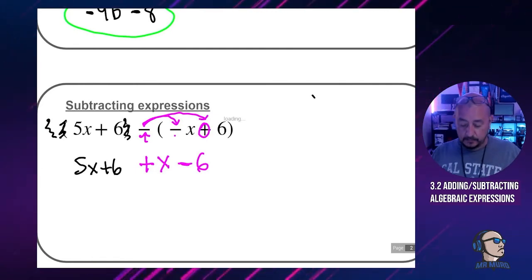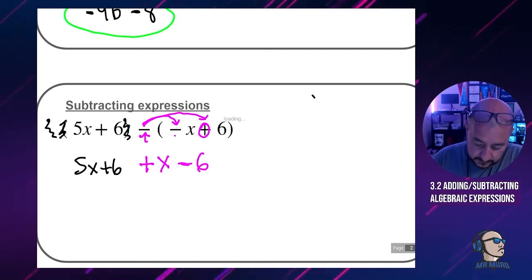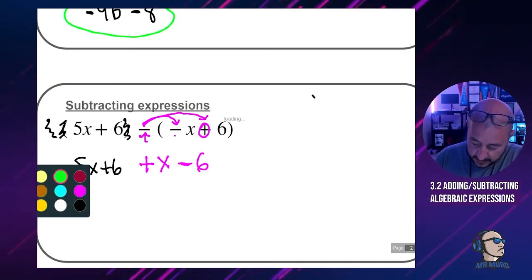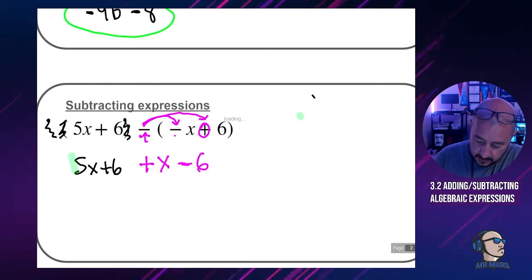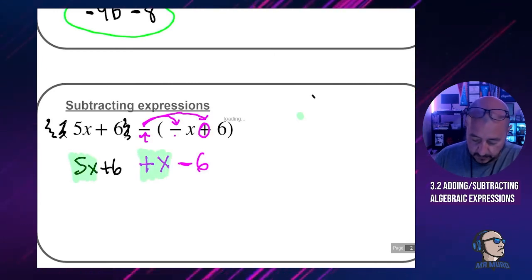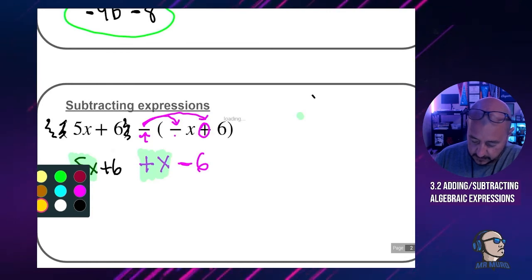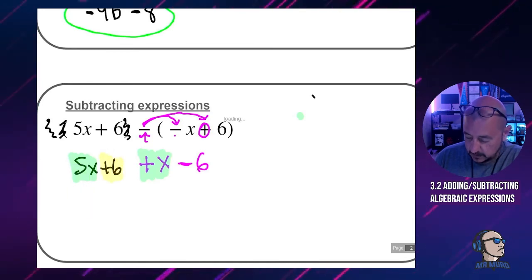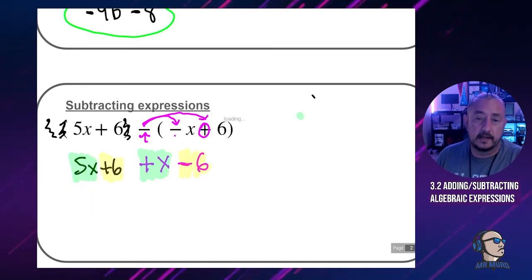Okay, now we do the same thing. We're going to combine like terms. Using my highlighters just to see what I got. I'm going to combine 5x and a positive x. I'm also going to combine now the constants here. I got a positive 6 and a negative 6. Okay, and then I'm going to group them together.